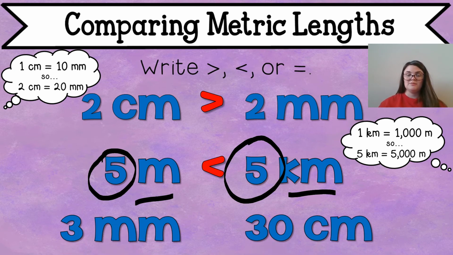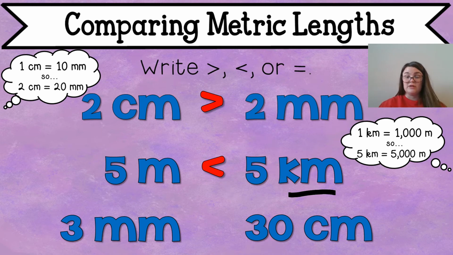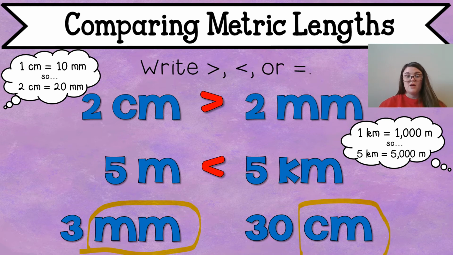Our last problem says 3 millimeters versus 30 centimeters. To decide this one, once again, we need to look at our different units. We have millimeters in one problem and centimeters in the other. When solving this problem, I have to decide which unit is larger, millimeters or centimeters. Which one of those two is larger? The answer, of course, is centimeters.